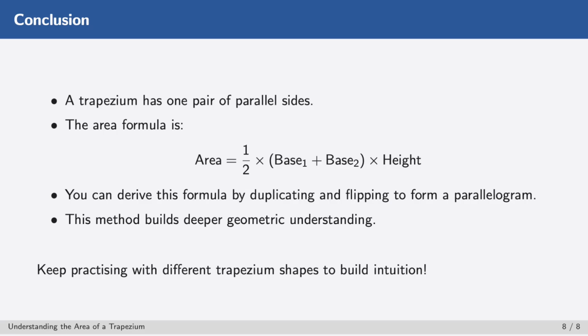To wrap it all up, a trapezium is a four-sided shape with exactly one pair of parallel sides. The area of a trapezium is calculated using the formula 1/2 times the sum of the two bases multiplied by the height. We saw how that formula can be derived by turning two trapeziums into a parallelogram. Understanding the geometry behind the formula gives you a stronger grasp of what's really going on, beyond just memorizing a rule. Keep practicing with different trapezium shapes and numbers. The more you try, the clearer it all becomes.